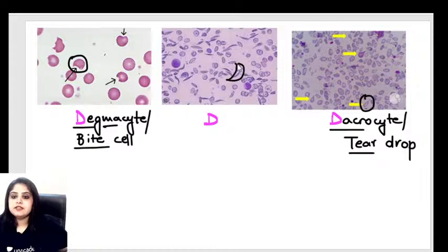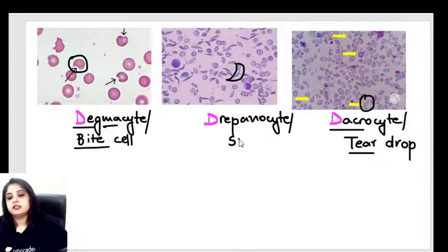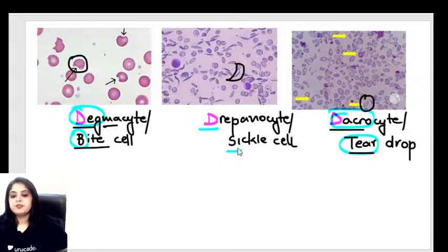And the third D that we have, the one that you don't need a mnemonic for now, that is the drepanocyte. And drepanocyte is nothing but a sickle cell. Are we all clear with this? The three Ds: degma, dogma, bite cell; dacro, tears, so teardrop cell; and drepanocyte, sickle cell. So all of this is done.